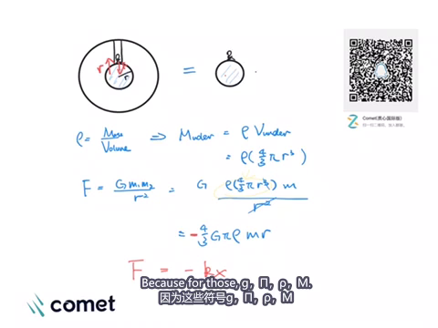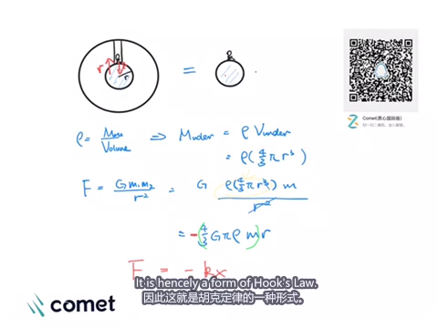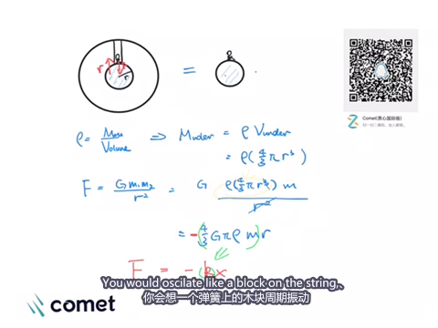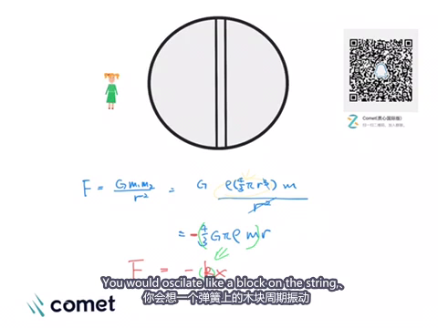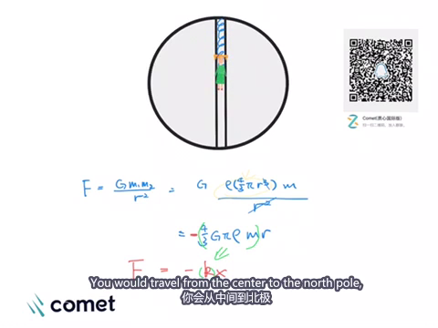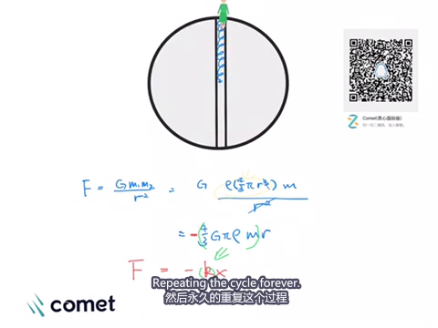Because for this G, pi, rho, m, these are constants, it actually has the form of Hooke's law. Thus, under the idealized conditions of the story, you would oscillate like a block on a spring, with the center of oscillation at the Earth's center. You would travel from the center to the North Pole and back again, repeating the cycle forever.